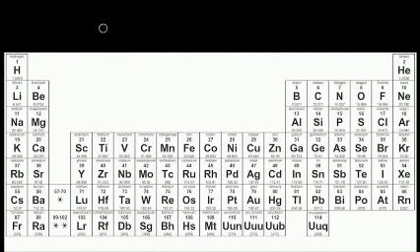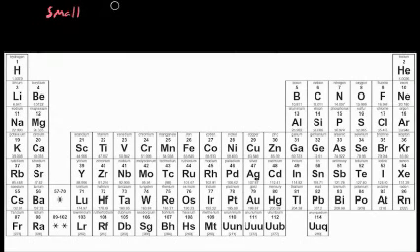Hi, and welcome back. In this example, I'm going to give you a few different elements, and we are going to try to arrange them in order of increasing atomic radii.